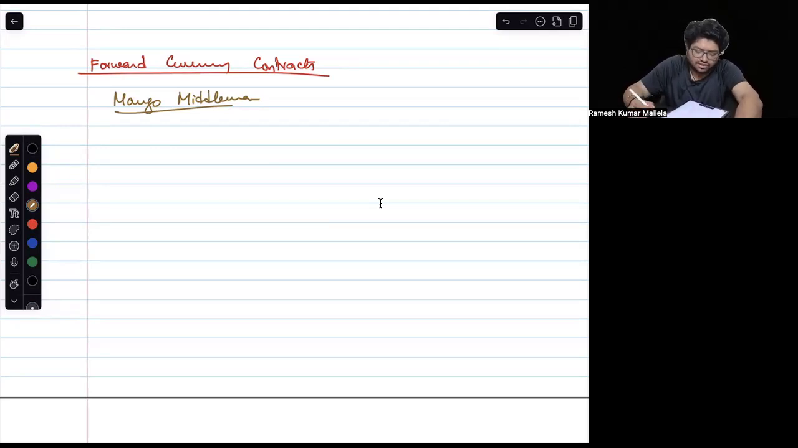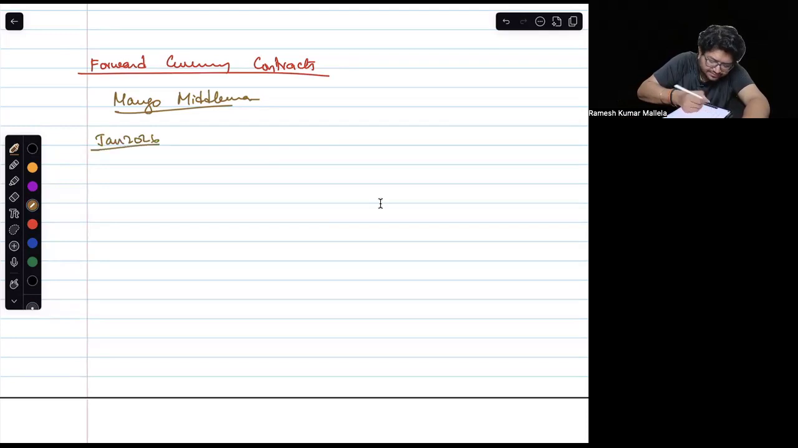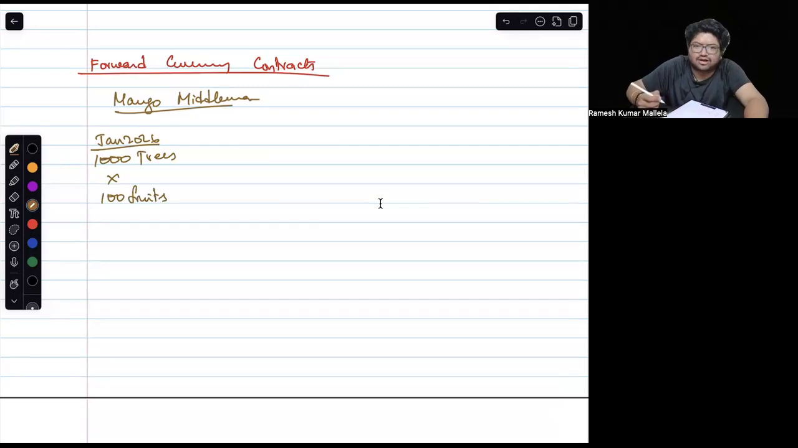Now, whenever the season comes, in January 2026, I went to a farmer and asked him, how many trees do you have? He said, sir, I have 1,000 trees. Each tree will give minimum 100 fruits, sir. 100 mangoes is his estimation. That means in a season, he will yield 1 lakh mangoes.